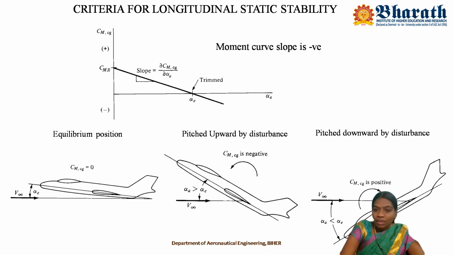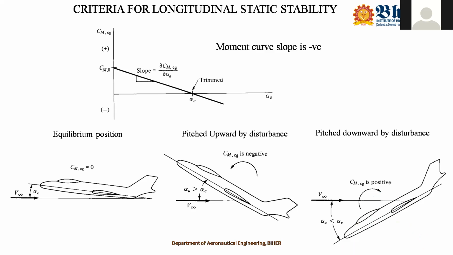Now come to the third one. When you move to the third figure, the craft is disturbed, and because of the disturbance, the craft is pitched in the downward direction. When it is pitched downward, the absolute angle of attack will be less than the trimmed angle of attack. When it is less than the trimmed angle of attack, what happens to CMCG? CMCG is in the positive y direction. When CMCG is positive, by universal sign convention, the coefficient of moment is in the clockwise direction. Look at this figure. When it moves in the clockwise direction, it tends to move the aircraft towards the original equilibrium condition, which means it tends to move towards stability.